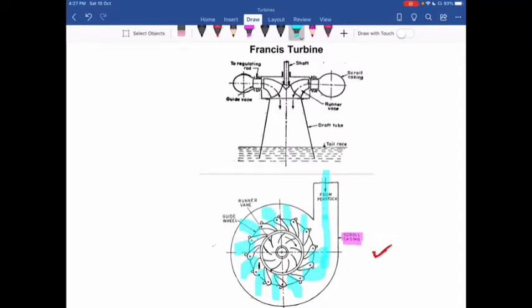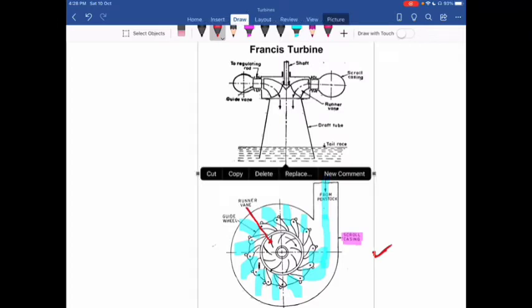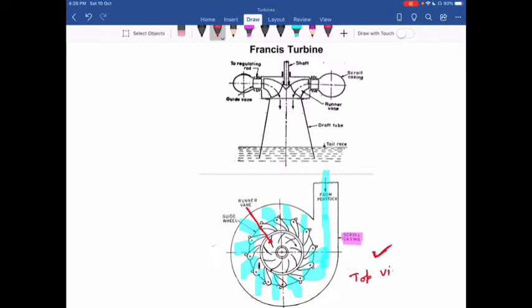Okay, so after guide blades, it goes to the runner blades. So in between these are the runner blades I have. Then water goes to the runner blades, and after that it goes to the outlet, and at the outlet we have the draft tube. Now this is the top view I have. This one is the top view.